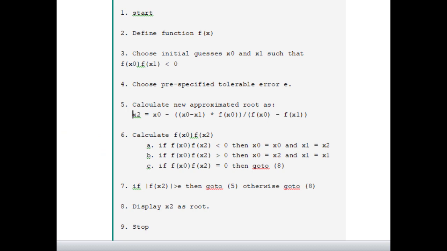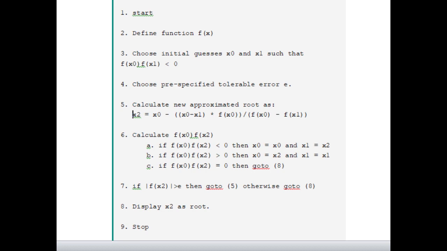As for the false position method algorithm stepwise, we start by defining the function f of x. Then we choose initial guesses x0 and x1 such that f of x0 times f of x1 is less than 0. Then choose a pre-specified tolerable error e. After that, calculate the new approximated root as x2 equals x0 minus (x0 minus x1) times f of x0 divided by (f of x0 minus f of x1).